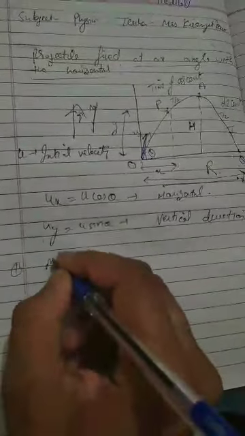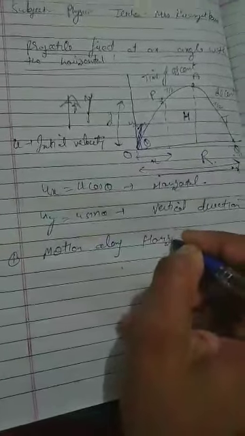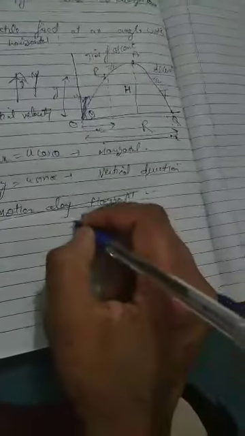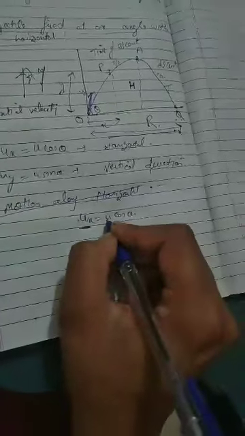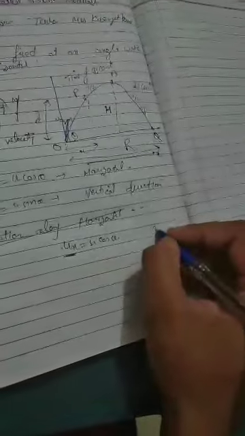First point is motion along horizontal, means along the x-axis we will discuss its motion. Clear? Now if we neglect the friction due to air, then the velocity along the horizontal will remain constant. If velocity is constant, then ux is equal to u cos theta. Ux for the x-axis, u is its velocity, and cos theta is the component. Clear? Velocity is constant, so acceleration will be 0 along the x-axis.